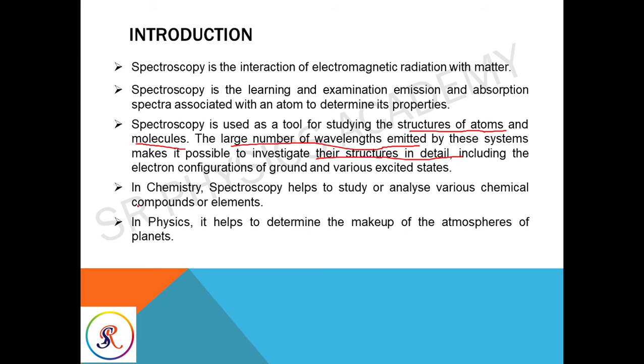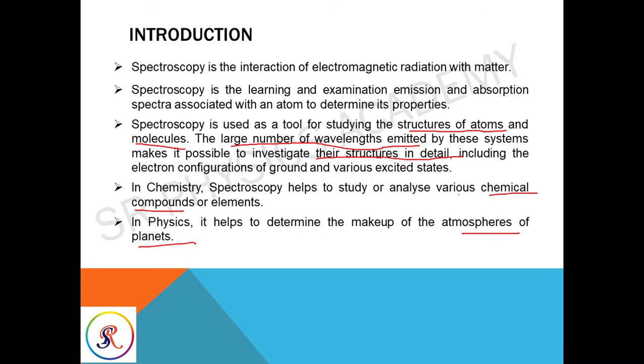In chemistry, we use spectroscopy to study and analyze various chemical components or elements. Even in physics, it helps to determine the atmosphere of planets.